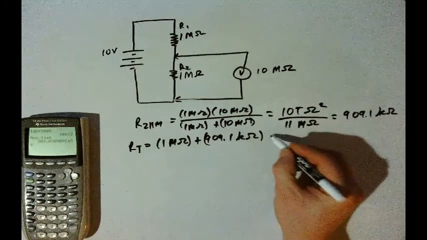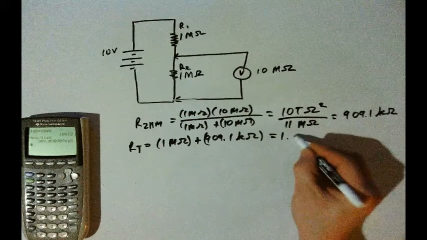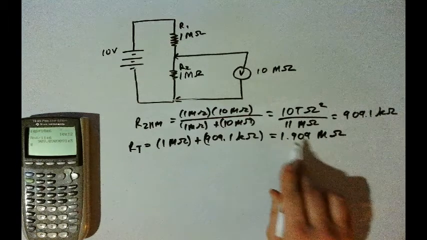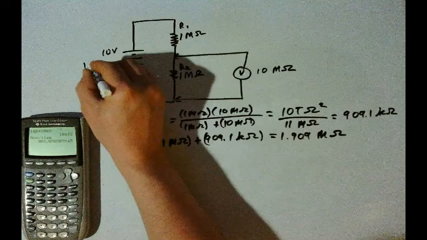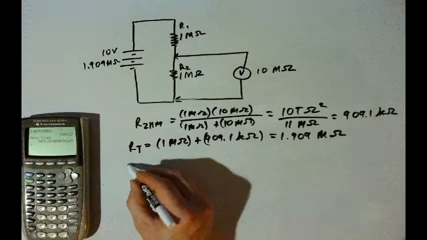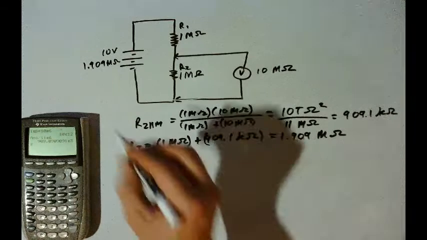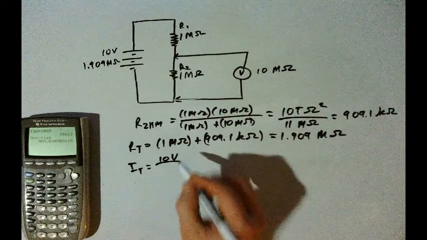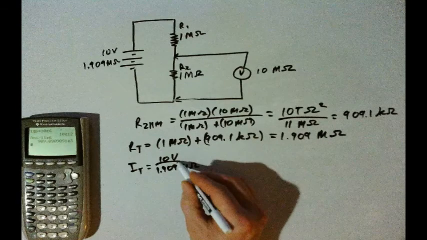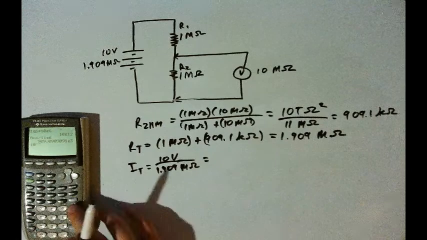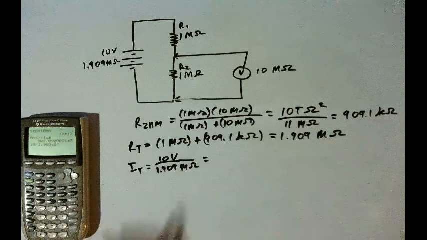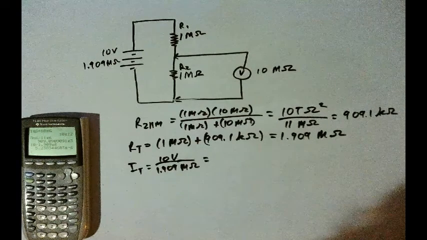So now we can find the total current, which will be 10 volts divided by the total resistance, 1.909 mega ohms. 10 volts divided by 1.909 mega will be 5.238 microamps. So that's the total current. And that'll be the same current in R1, since R1 is in series with the source. Here we will have 5.238 microamps.